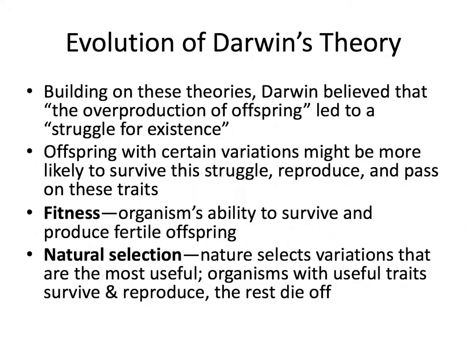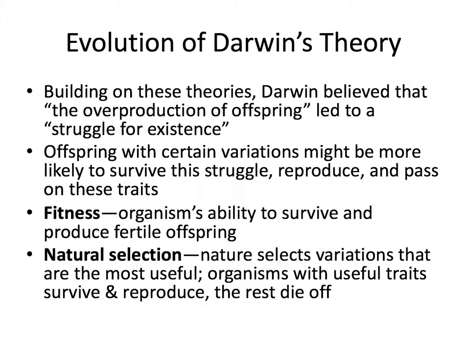Okay. So evolution of Darwin's ideas. Building on these theories by these scientists and his observations, Darwin believed that the overproduction of offspring led to what is known as a struggle for existence. So he believed that organisms needed to compete with each other because of these limited resources. Offspring with variations that are more likely to survive this struggle reproduce, and they pass on these traits. So for example, if you have a shark that's really strong and fast, it's more likely to survive and get seals to eat and then reproduce.